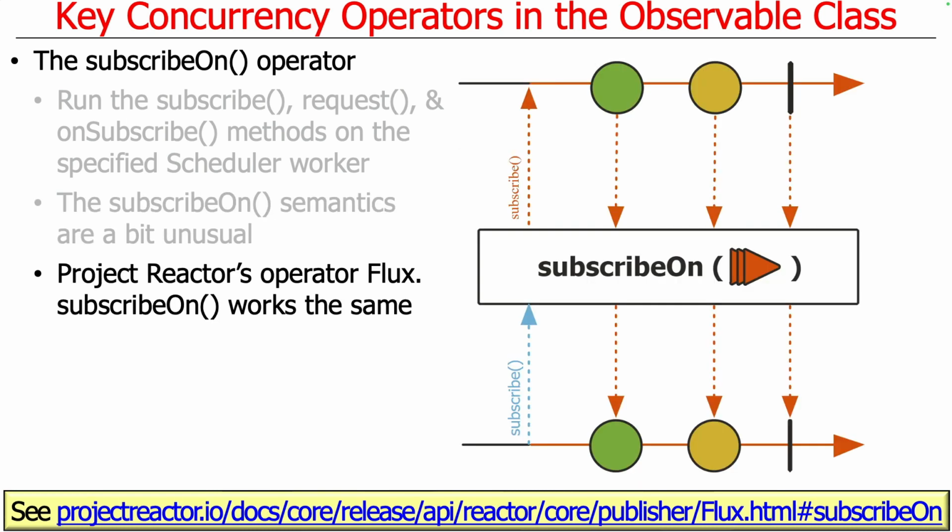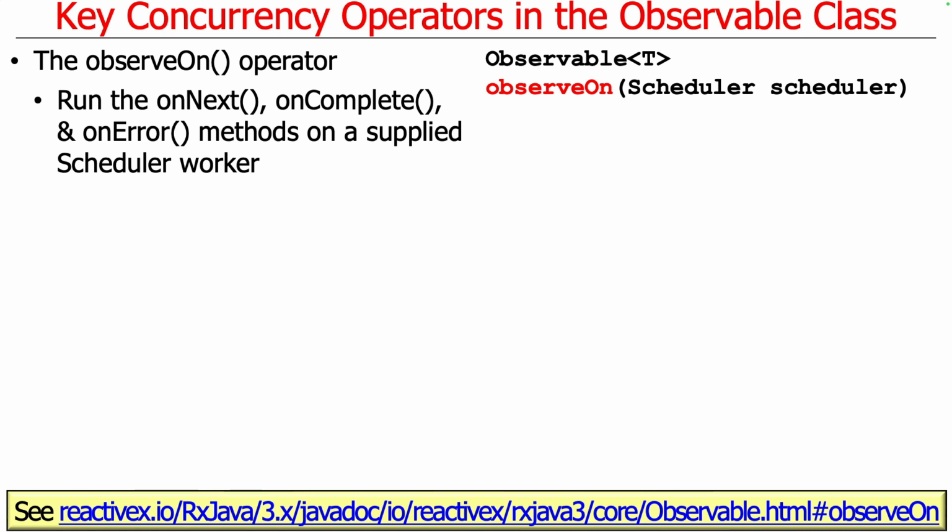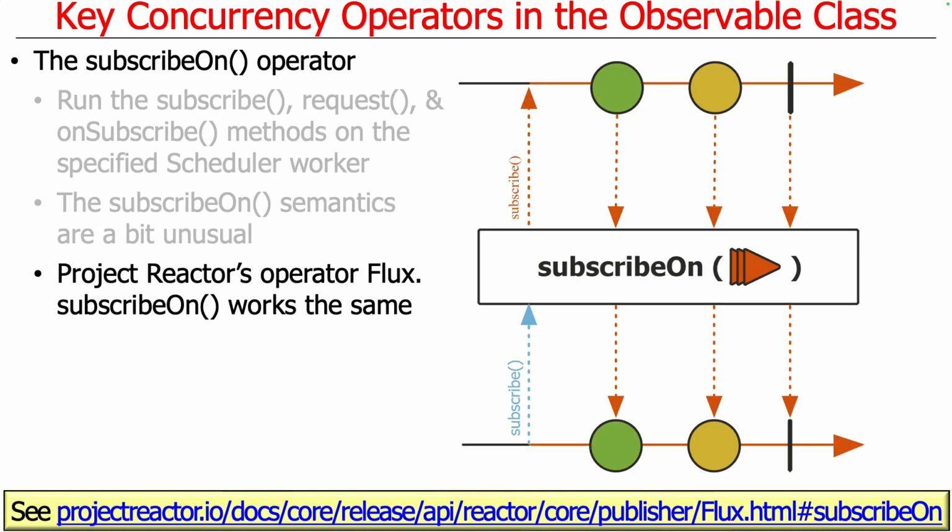Project Reactor has a subscribe on operator that works exactly the same as the one in RxJava. And then oddly enough, there is no such mechanism in Java streams per se. You can use .sequential and .parallel to convert a sequential stream to a parallel stream and vice versa, but it doesn't quite have the same effect, especially because you're limited to the common fork join pool when you do that.